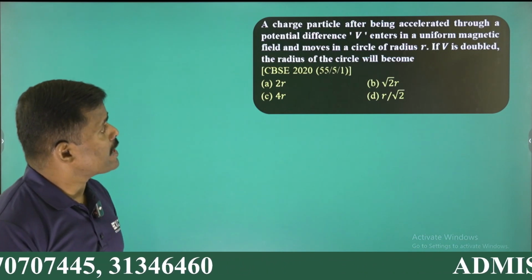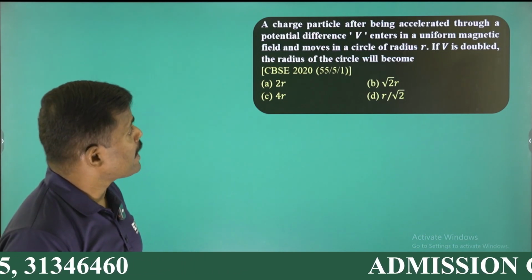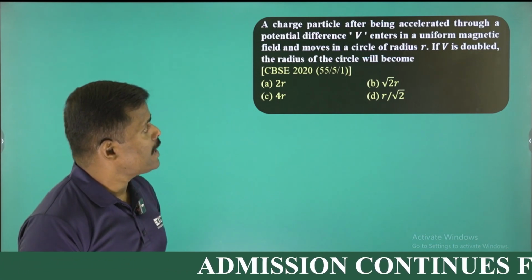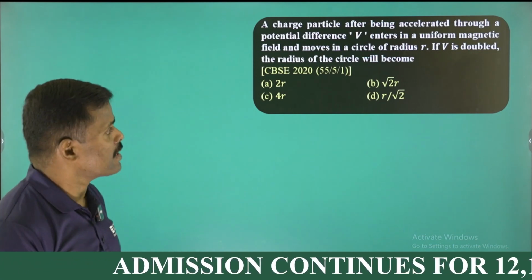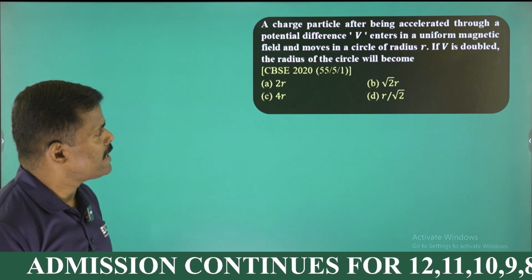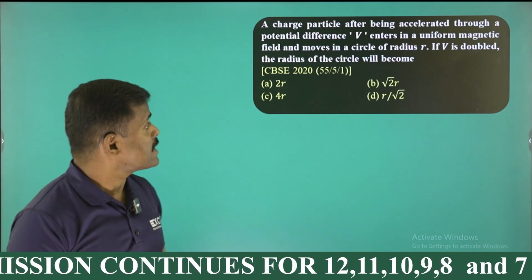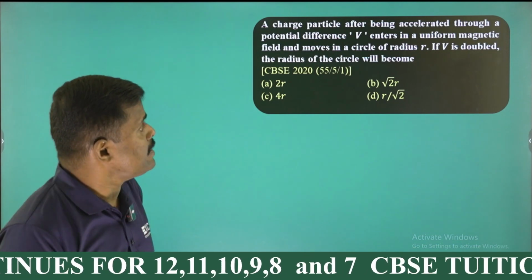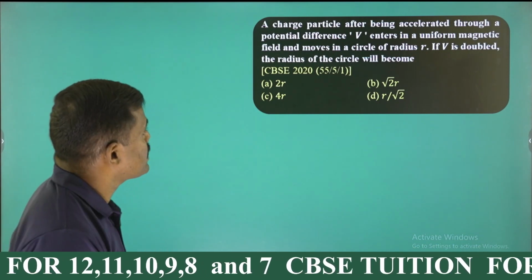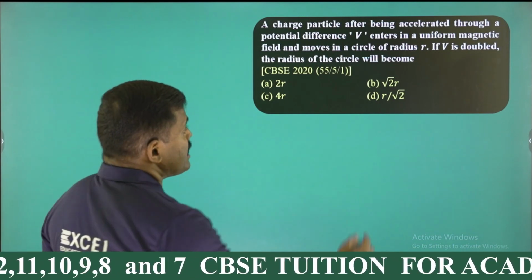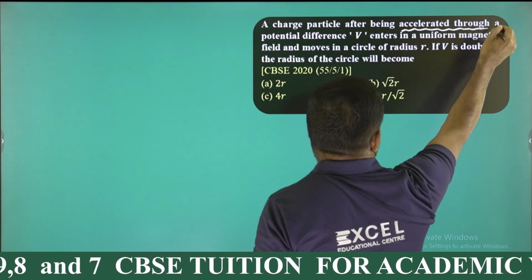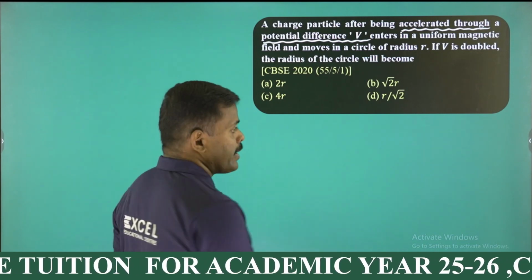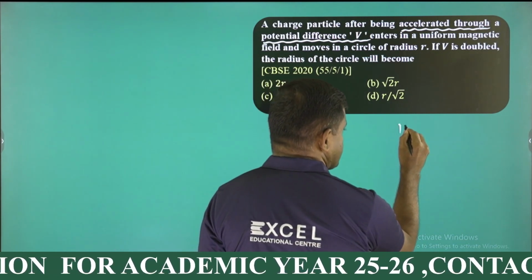A charged particle after being accelerated through a potential difference V enters a uniform magnetic field and moves in a circle of radius r. If V is doubled, the radius of the circle will become. So again a CBSE question 2020. Read it again. A charged particle after being accelerated through a potential difference. Whenever you see this sentence, you must think of this. You see this in almost all chapters this year.